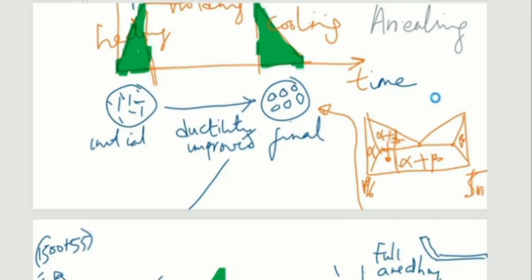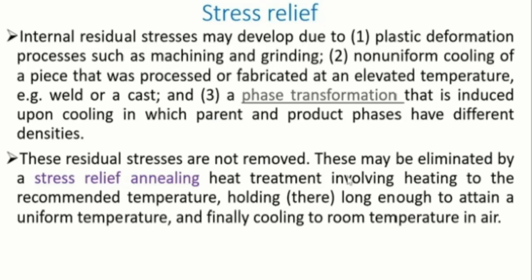densities, right? So the non-uniform cooling during or after heating to form alpha and liquid, if the cooling is not done uniformly, then you may not fully have the beta, or you are cooling from alpha and beta to the beta stage, right? And when you are cooling from beta here, you expect that after cooling, you will have alpha and beta. So if the cooling is not properly uniformly done, it could result in what? Internal stresses as a result of different densities of the product phases. The product phases are the alpha and beta. So these residual stresses are not removed. They are still there. So this may be eliminated by what?